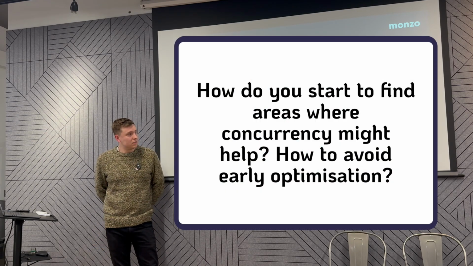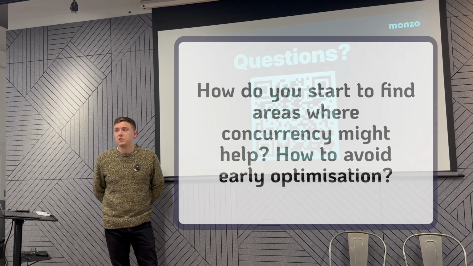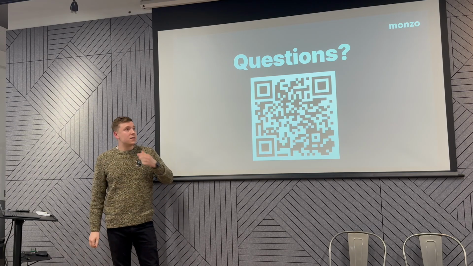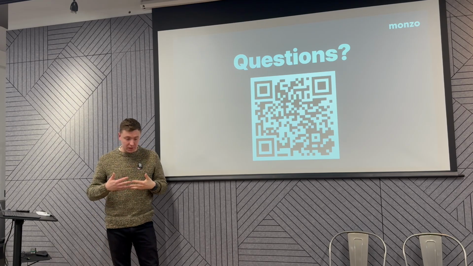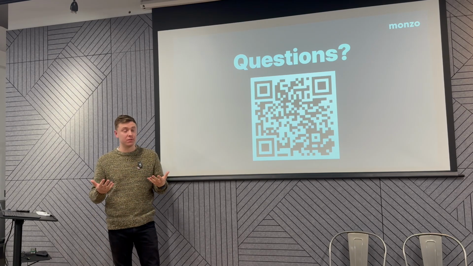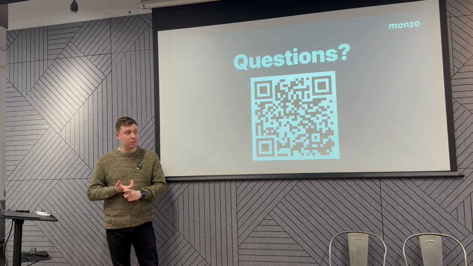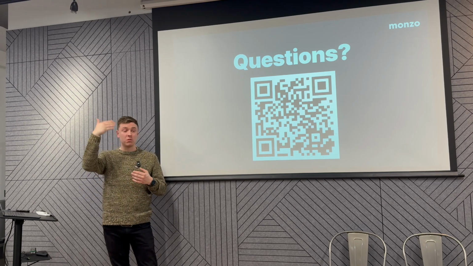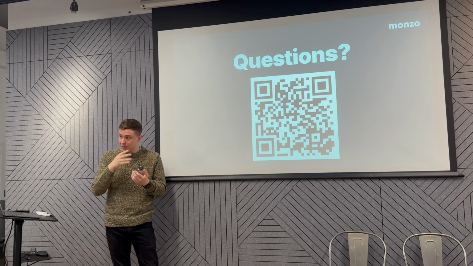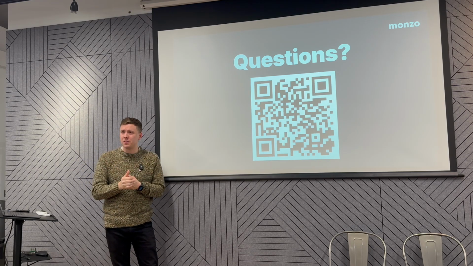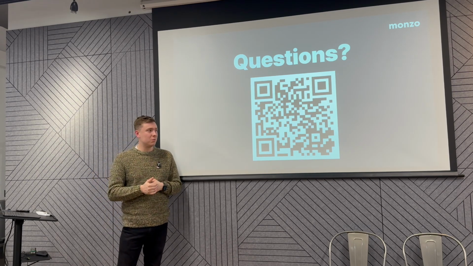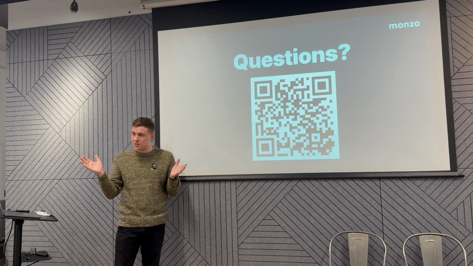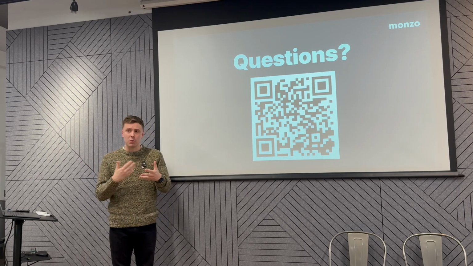So how do you start to find areas where concurrency might help, and how to avoid early optimization? Yes, it's a very good question. So really, it comes down to the core principles of what we want to use concurrency for. So we want to use concurrency for networking, when we want to perform an asynchronous operation and get a result back. That's a fairly obvious case, but then there's not so obvious cases where you have things like a cache and you want to share a value. Like, should that be in concurrency, or should you just protect it with a lock? And that really depends on how you want to consume that.